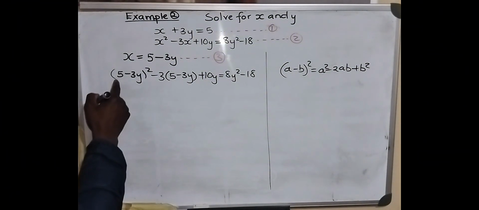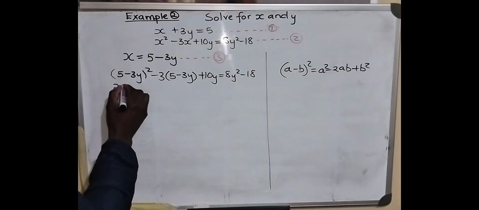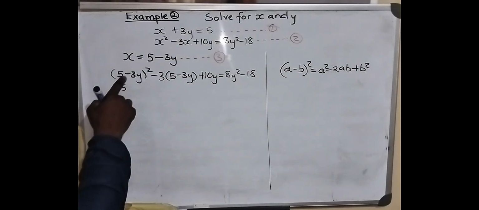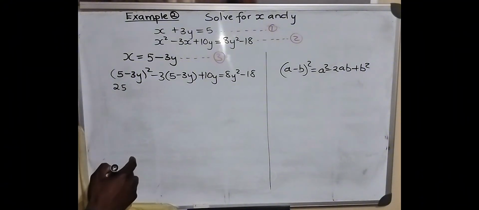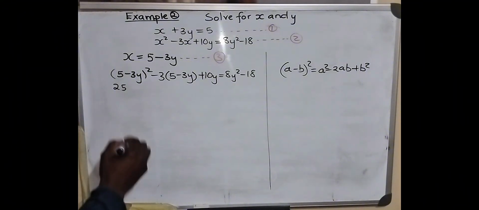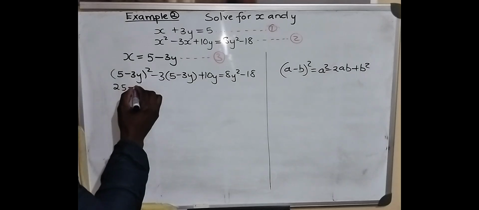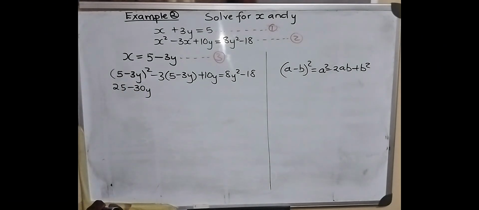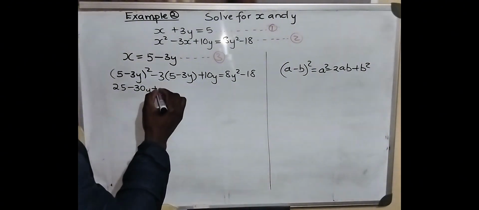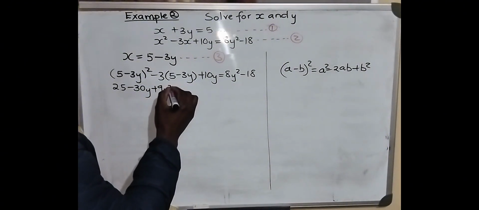Right, so what are we going to have here? Square the first one, we're going to obtain 25. 5 times negative 3y, negative 15y. 5 times negative 3y, negative 15y, we're going to obtain negative 30y. Then we square the last one, negative 3y all squared, we're going to obtain positive 9y squared.